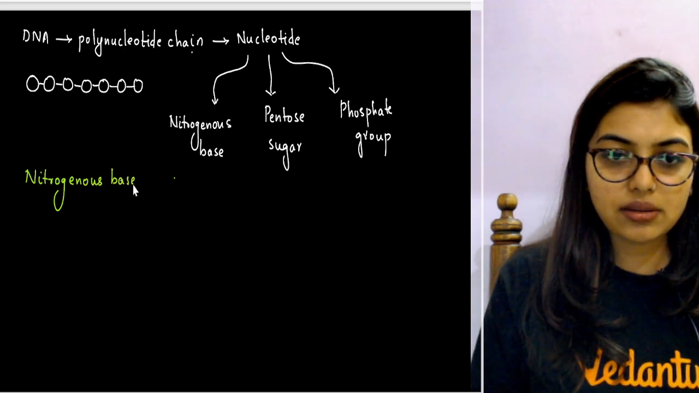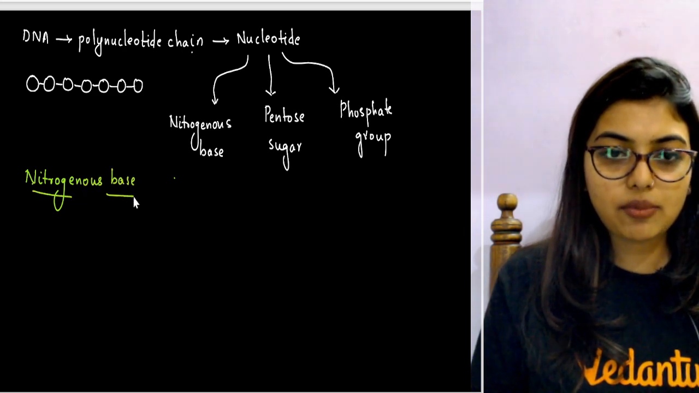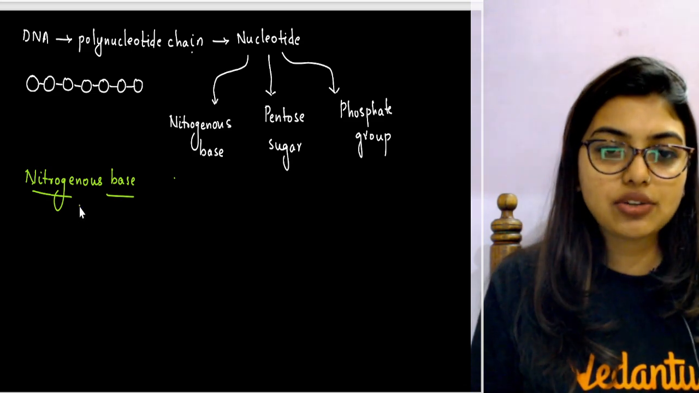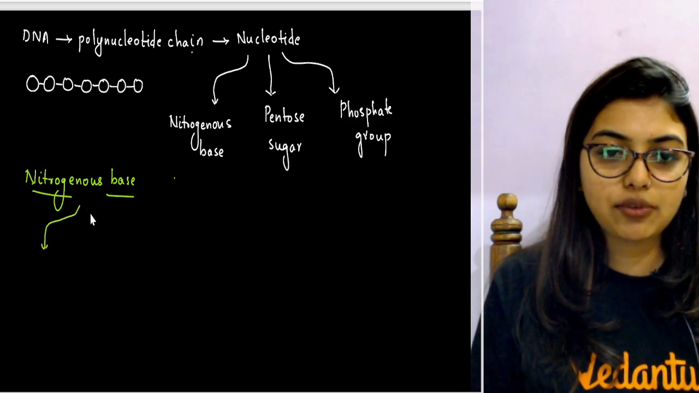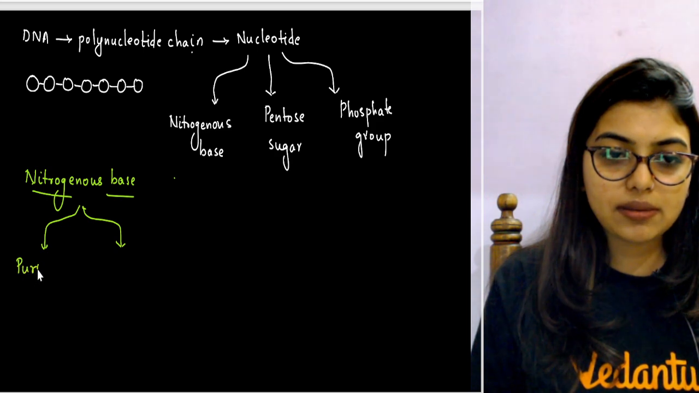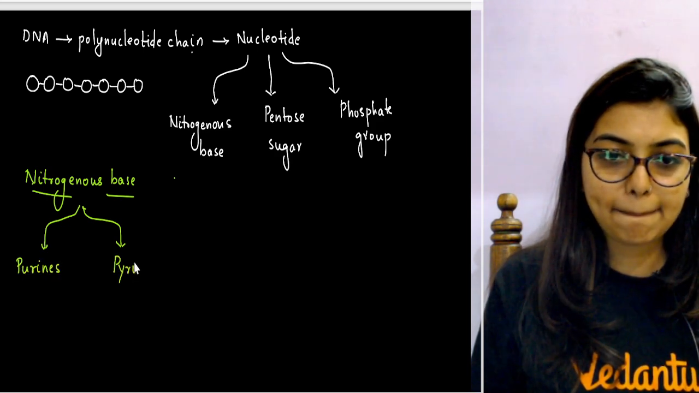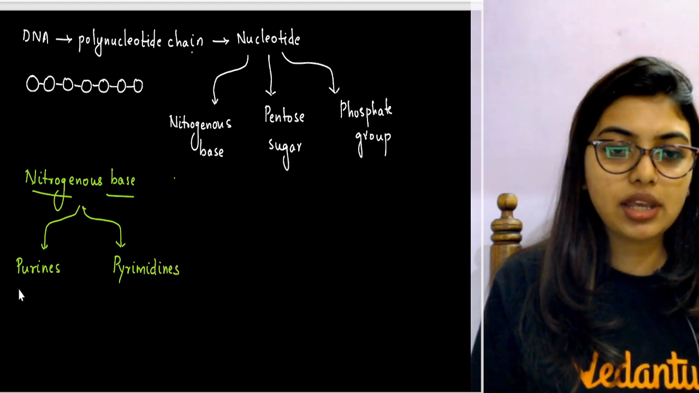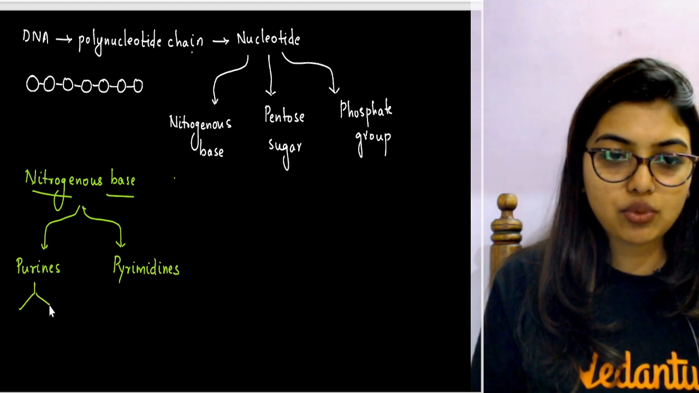Nitrogenous base. Now, ma'am, what is a nitrogenous base? Students, a nitrogenous base is made up of two components, called purines and pyrimidines. Purines are made up of two components called adenine and guanine.